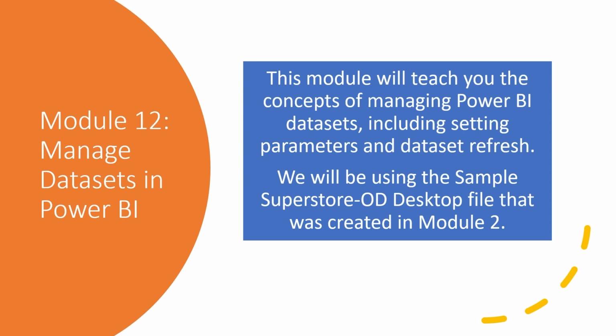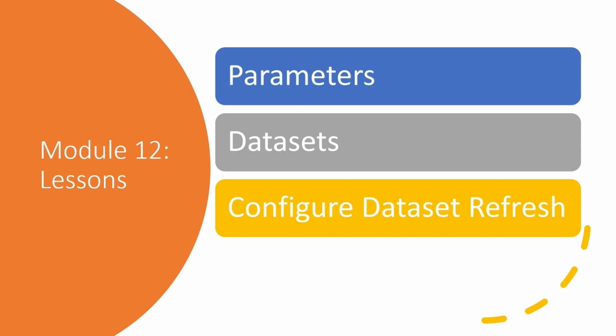The final module in this course is how to manage data sets in Power BI. Specifically, you'll learn how to set parameters and how to use the dataset refresh options. We're going to be using the sample Superstore OD desktop file that was created in Module 2 for these lessons. Our first lesson will involve how to create a parameter. We do that in Power Query Editor. Then we'll publish the file to the service, and we'll learn how to view the parameters and change them from within the service. And then we'll work on how to refresh your data set and then your visualizations.